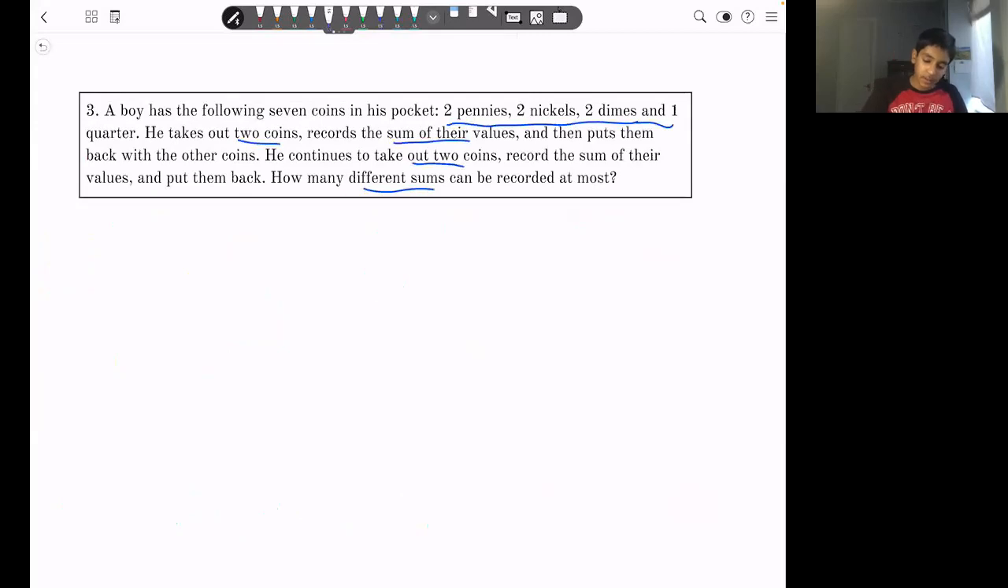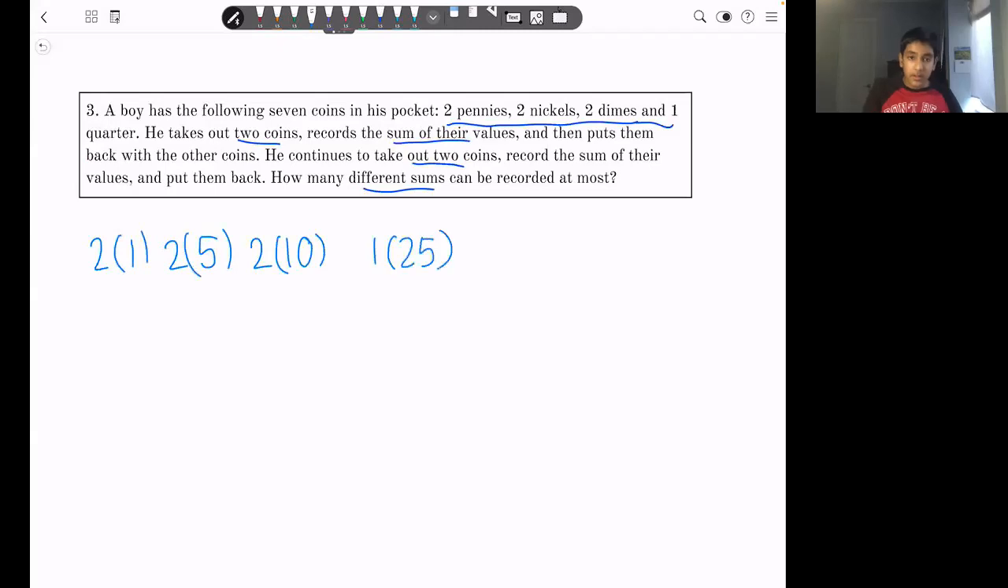Okay. So we have 2 pennies, 2 1-cent coins, so 2 1s, 2 5s, 2 10s. I'll just make it clear: 2 1s, 2 5s, 2 10s, and 1 25. So now we have this strange 25 here. What do we do with that? 1 quarter. Let's just do some cases here.